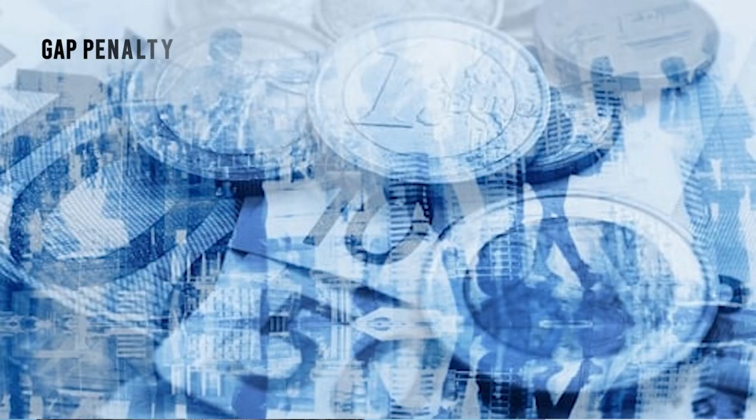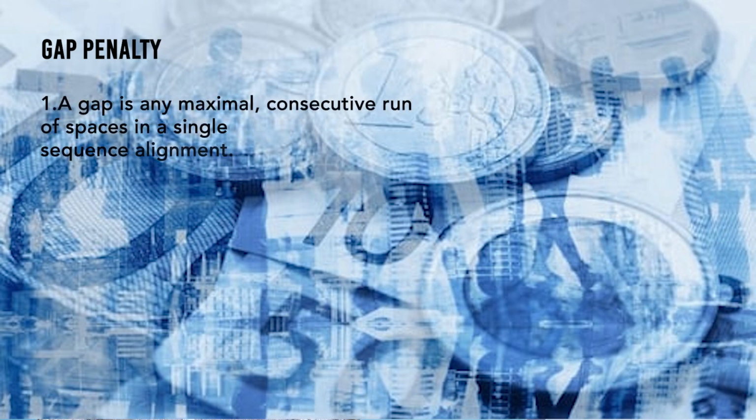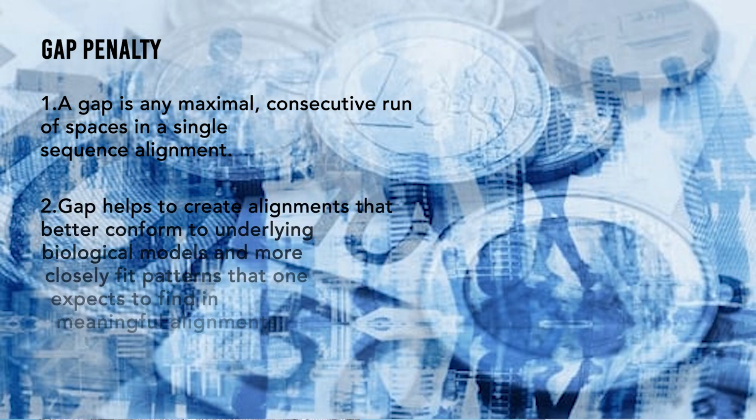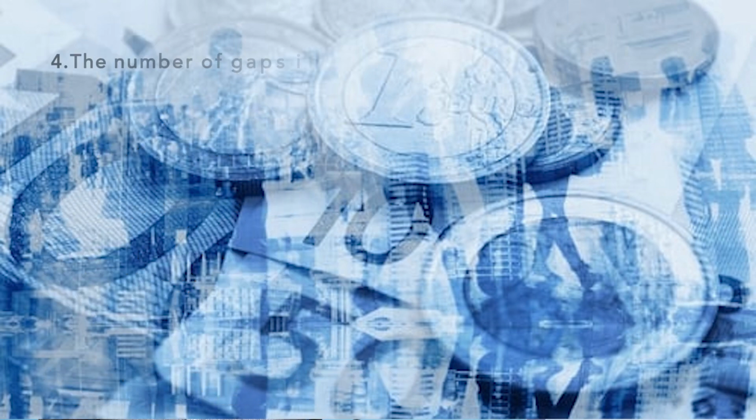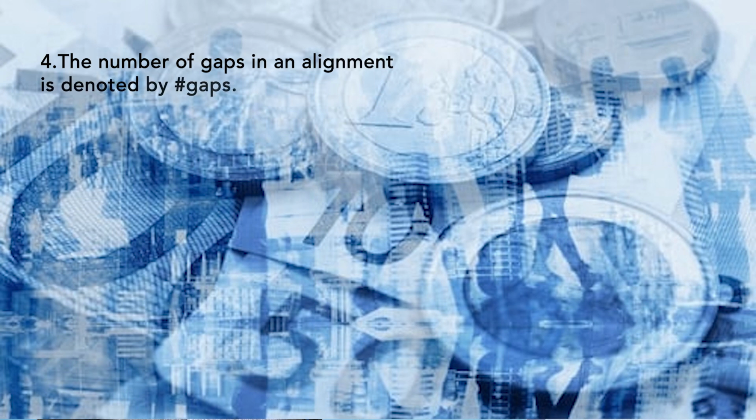One also has to understand, when going for a sequence alignment, the basic fundamentals of gap score or gap penalty. What is a gap? A gap is any maximal consecutive run of spaces in a single sequence alignment. Gaps help to create alignments that better conform to underlying biological models and more closely fit patterns that one expects to find in meaningful alignments. The length of a gap is the number of indel operations in it. The number of gaps in an alignment is denoted by number of gaps.